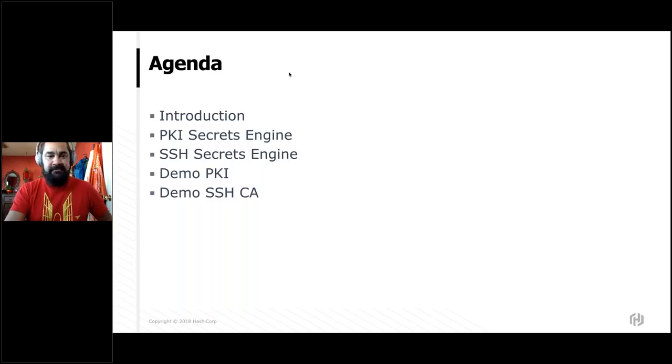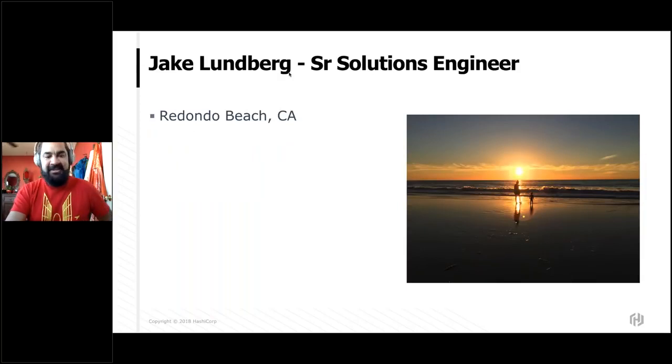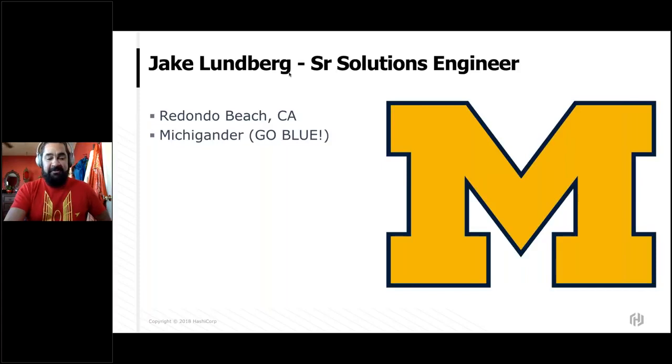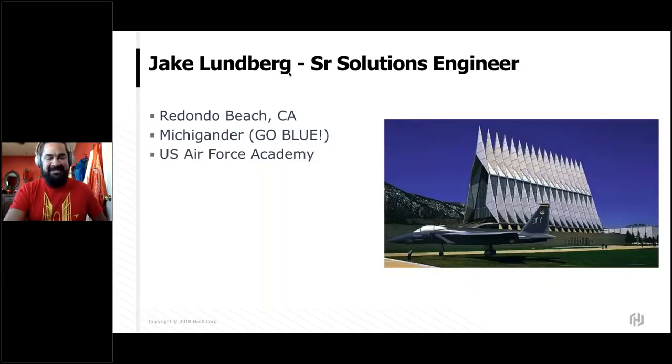So a little bit about me. I'm Jake Lundberg. I live in sunny Redondo Beach, California, where I love to take long walks on the beach with my family. That's my wife and my daughter there, walking off into the sunset. I'm originally from Michigan, go blue, but like most Michigan fans, I didn't actually go to Michigan. I went to the U.S. Air Force Academy. I wanted to be a fighter pilot, and while I was there, I learned a little bit about networking.